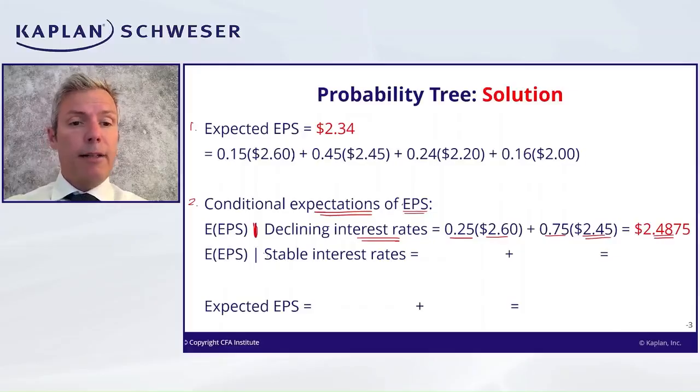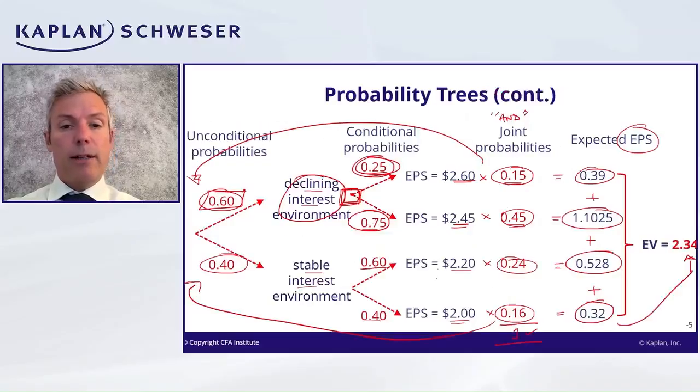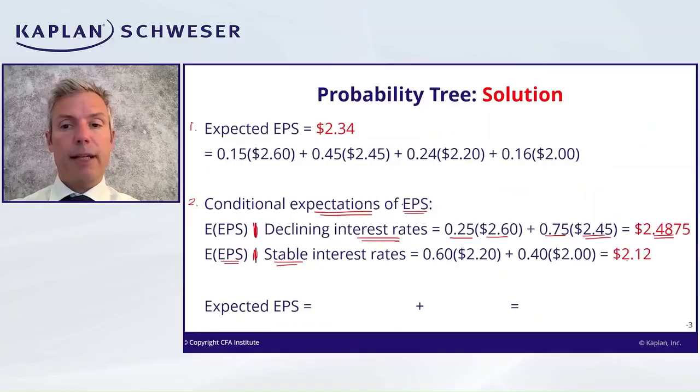For what it's worth, that answers question 2. But you can also think about what the expected EPS is given stable interest rates, which is this 0.6 lots of 2.20 and that 0.4 lots of $2 if we stand there. So that's where those numbers are coming in.